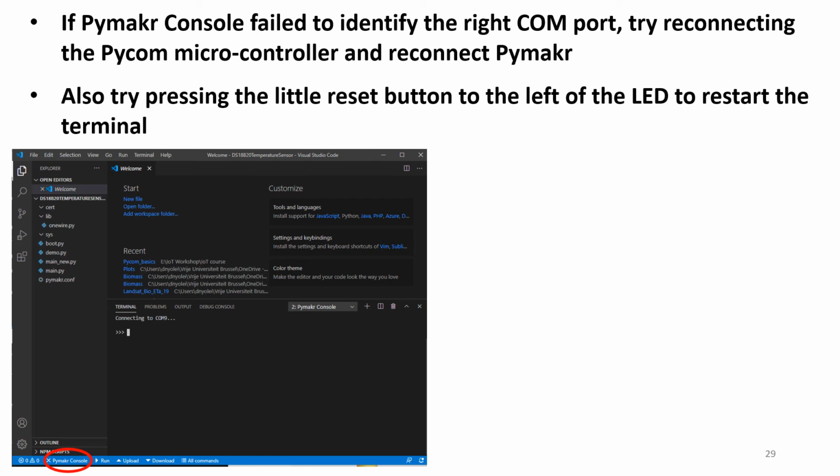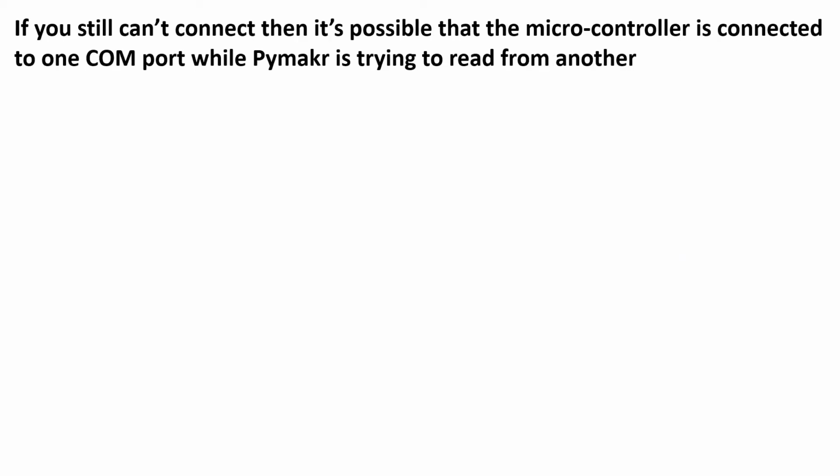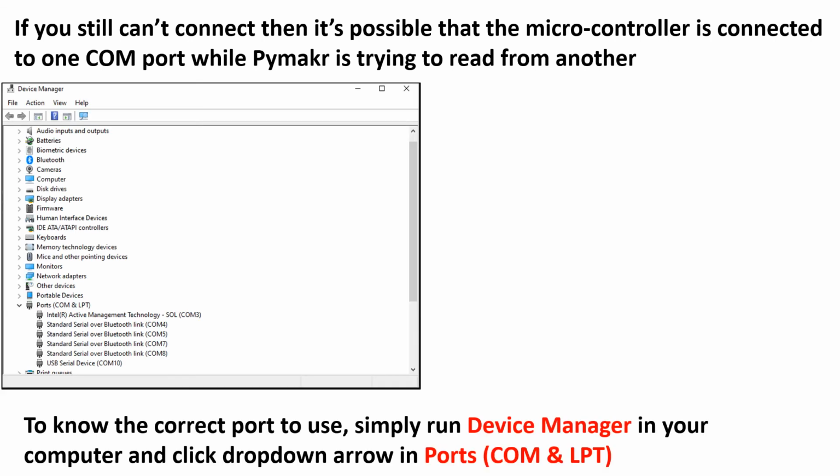You may also try to reset by pressing the reset button to the left of the LED to restart the terminal, as indicated here. After repeating that procedure and you still can't connect, then it's possible that the microcontroller is connected to one COM port, while the PyMaker is trying to read from another. So this needs to be fixed.